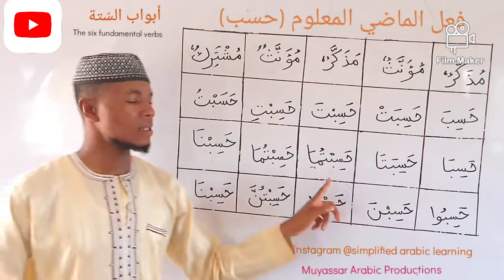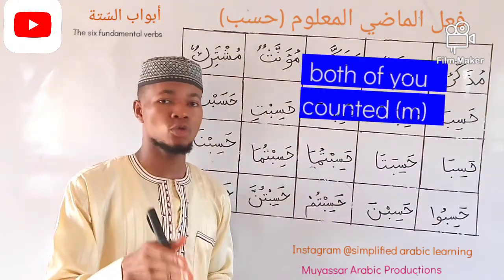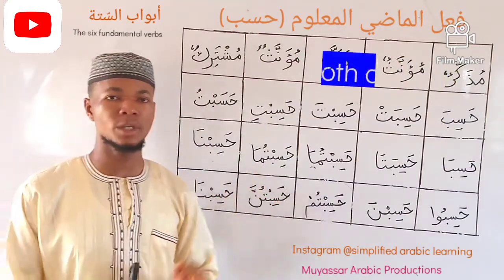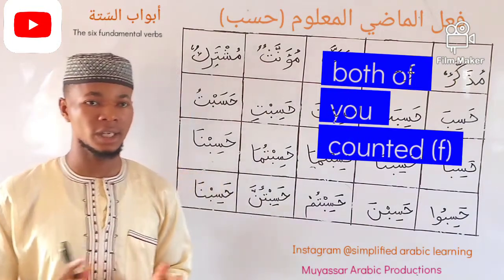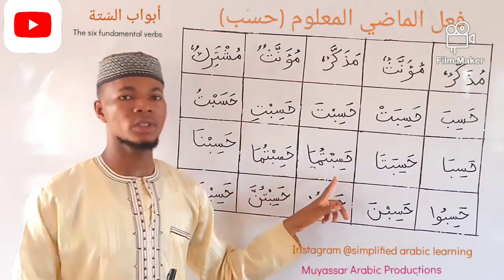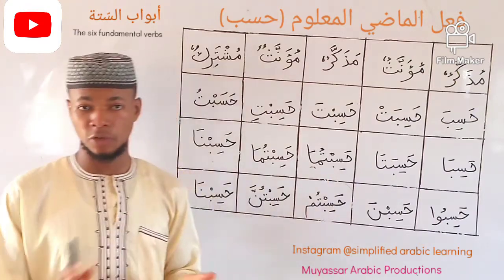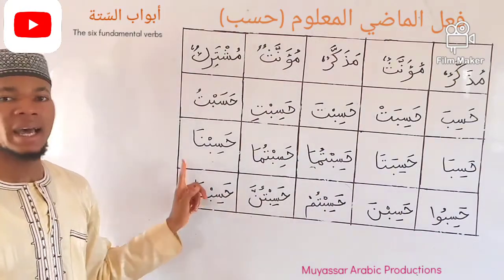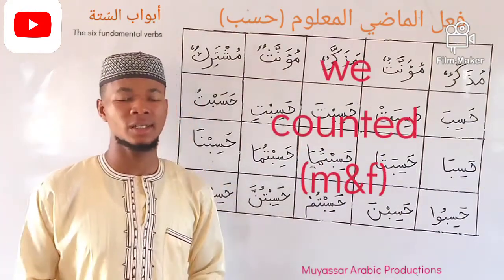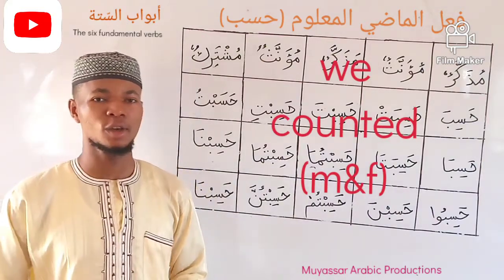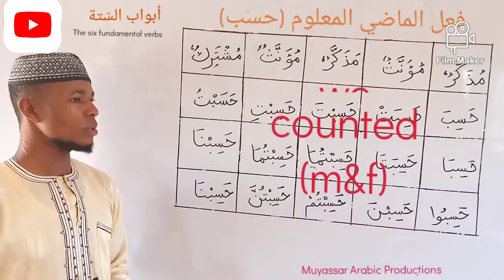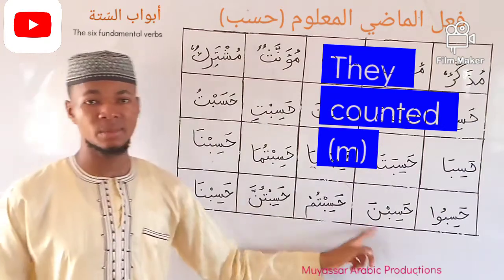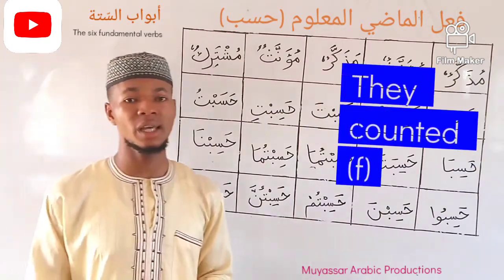Now the next will be hasibtuma, meaning both of you counted, for the masculine gender. Then we also have hasibtuma, meaning both of you counted, for the feminine gender. Meaning here you can use the verb hasibtuma to refer to both of you counted, for both the male and the female. Then the next will be hasibna, meaning we counted, that is mushtarik, for both the masculine gender and the feminine gender. Then the next will be hasibu, meaning they counted, for the masculine gender. Hasibna, they counted, for the feminine gender.